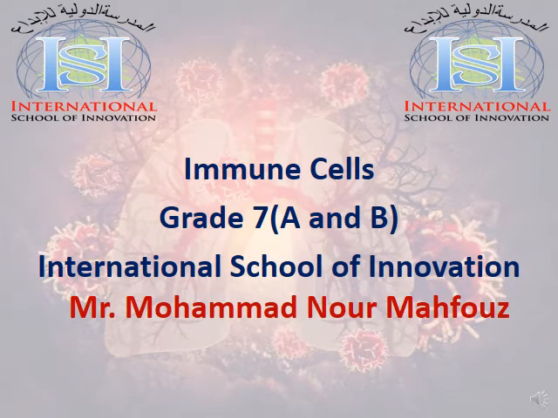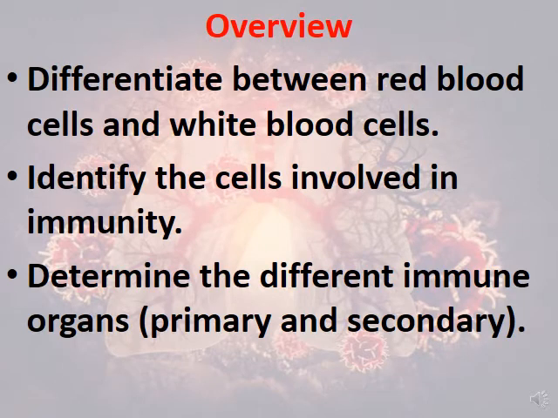Hello, grade 7 students. In this video, we're going to talk about our new lesson about the immune cells. We're going to differentiate between the red blood cells, the RBCs, and the white blood cells, WBC. We are going to identify the cells involved in immunity. Also, we're going to determine the different immune organs, the primary one and the secondary ones.